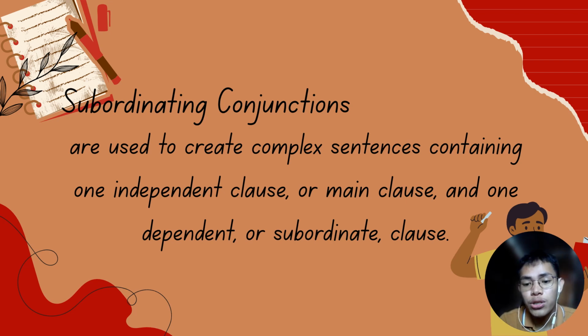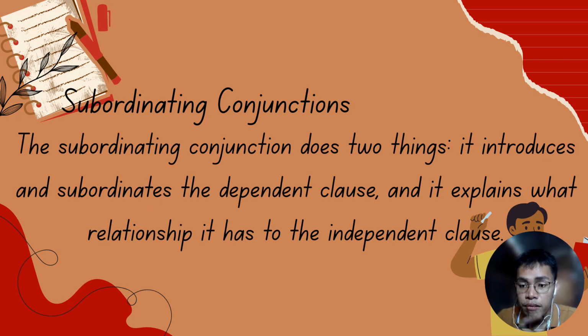Finally, the last type of conjunction is the subordinating conjunctions. Accordingly, subordinating conjunctions are used to create complex sentences containing one independent clause, also called the main clause, and one dependent clause, also called the subordinate clause. Now, a subordinating conjunction does two things. First, it introduces the dependent clause and subordinates it, meaning it tells the reader that it is less important than the independent clause. And second, it shows the relationship it has with the independent clause.